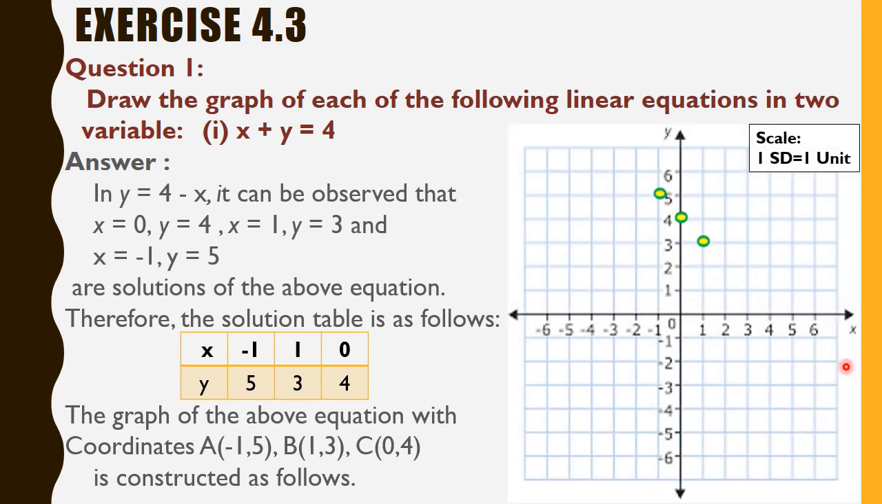Obviously, we'll take the graph paper, draw the x-axis and y-axis and write down the scale at the top right corner. For this case, I have taken one small division as 1 unit. Now we'll plot the points which we have got, points A, B and C over here, and we will draw a straight line through them. So the straight line here represents the linear equation x plus y equals 4. We can write down the names of the coordinates as A, B and C over here as well.